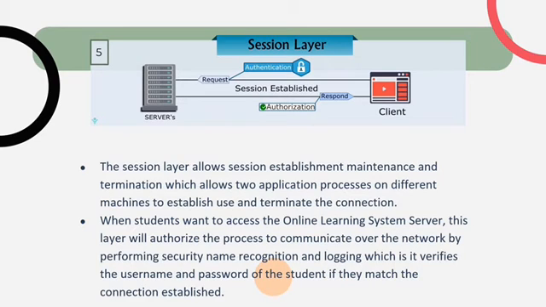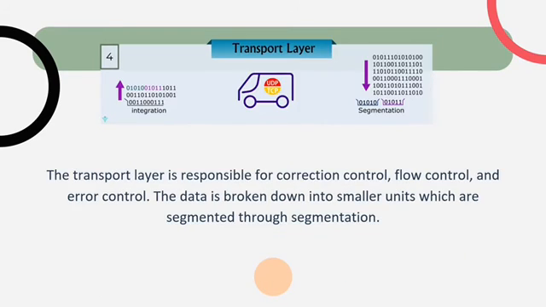match the connection established. And the transport layer is responsible for correction control, flow control, and error control. The data is broken down into smaller units, which are segmented through segmentation.